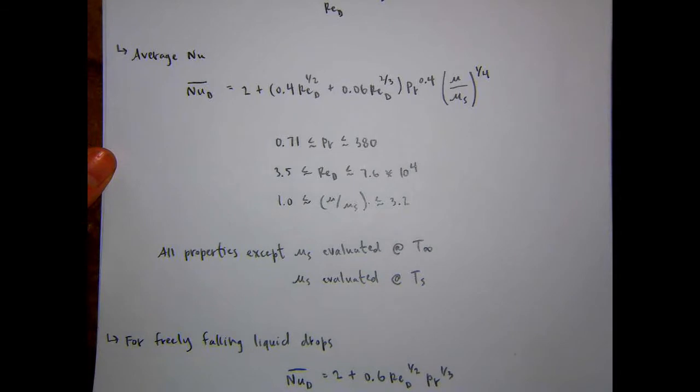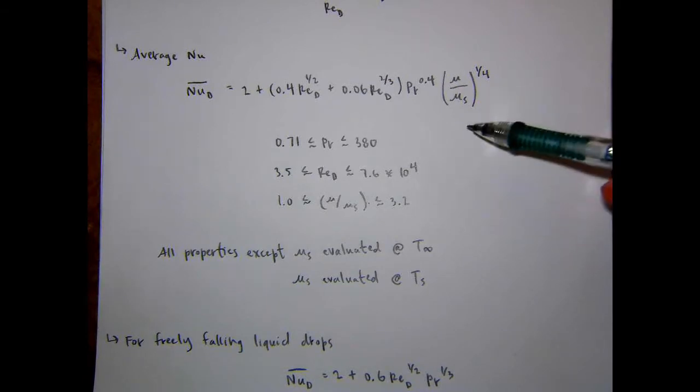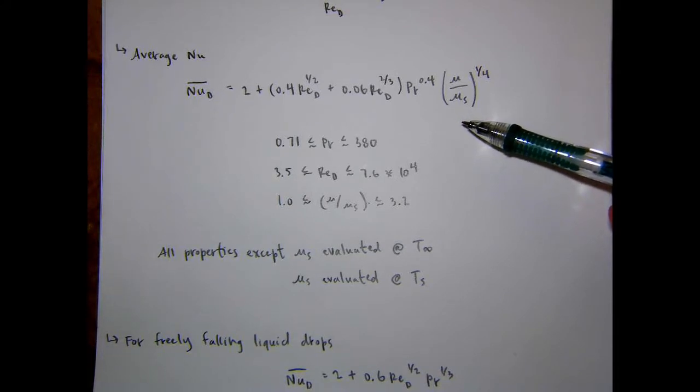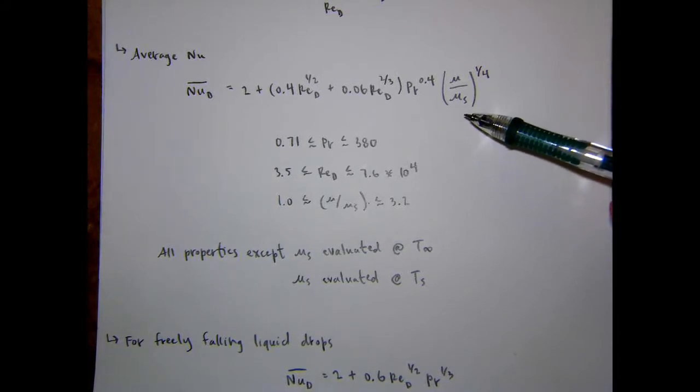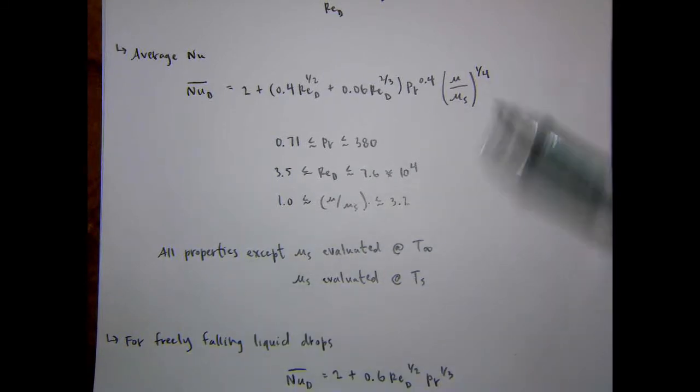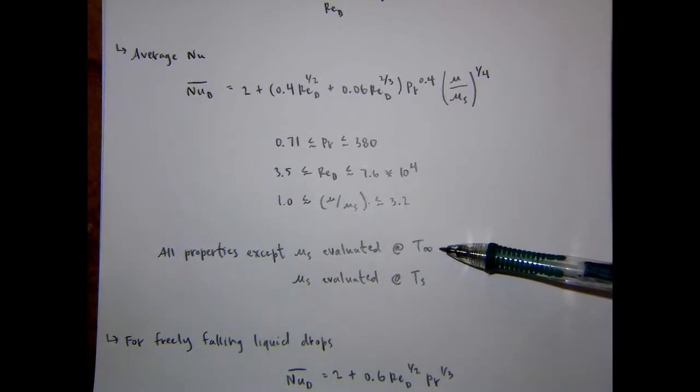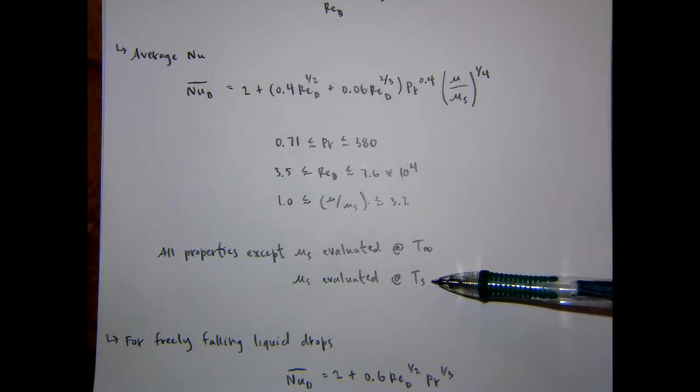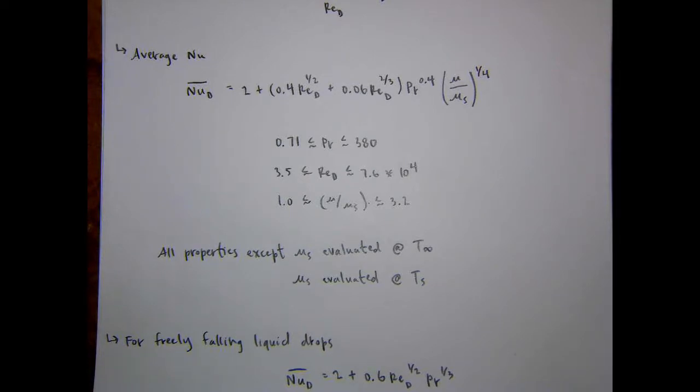All of the correlations that we've introduced so far have used the film temperature. This one has been formulated in a way such that it uses this ratio of mu over mu sub s instead of the film temperature to account for that variation. So this is the only one so far where you evaluate all of the other properties at the free stream fluid temperature and then mu sub s at the surface temperature. And so that accounts for that variation instead of the film temperature.